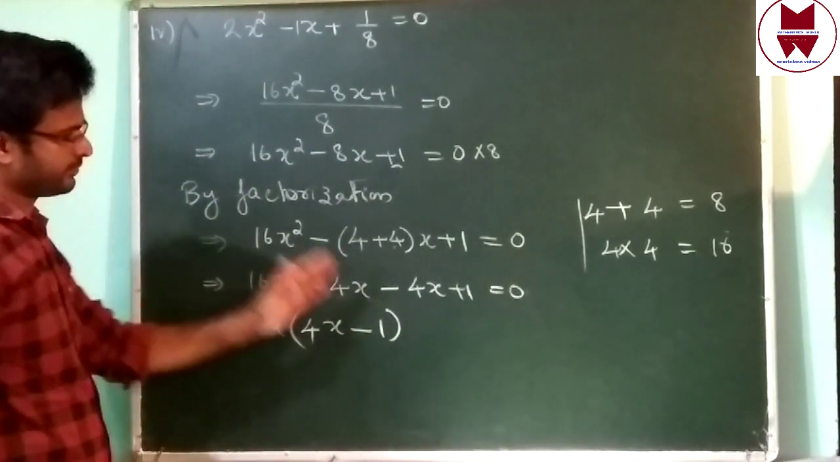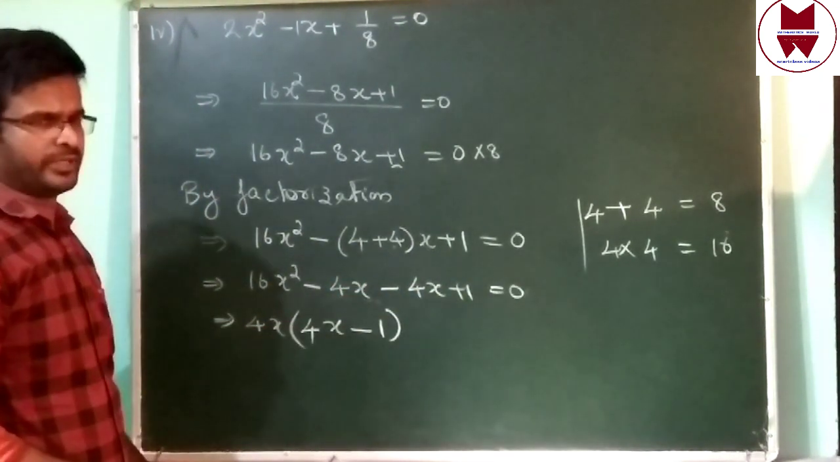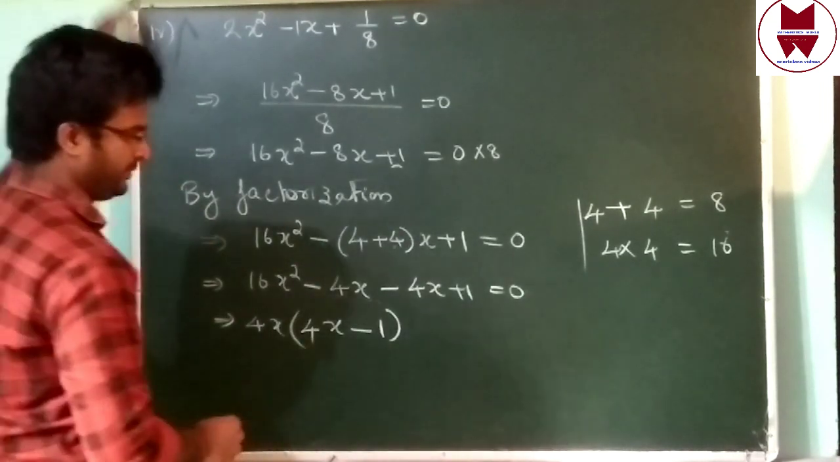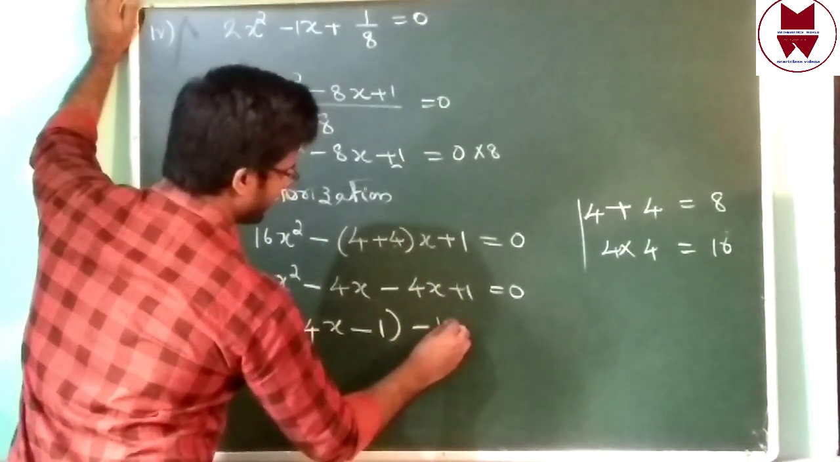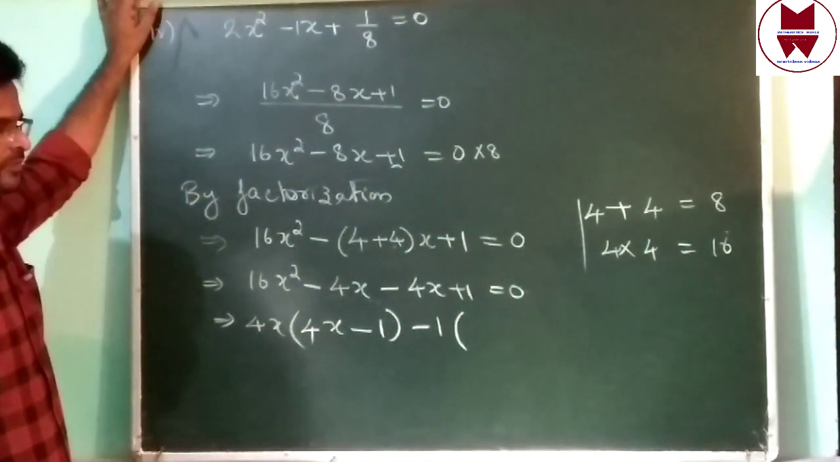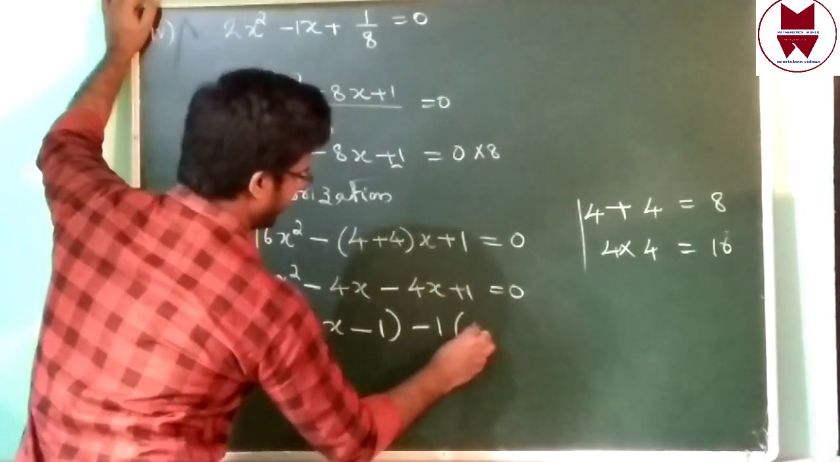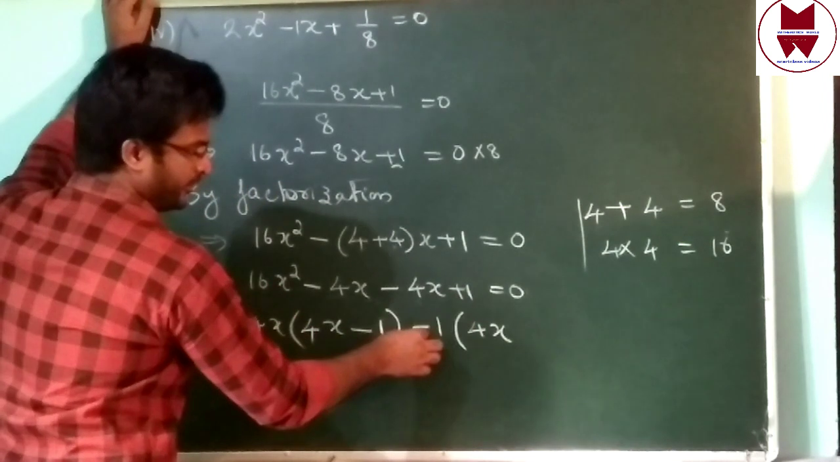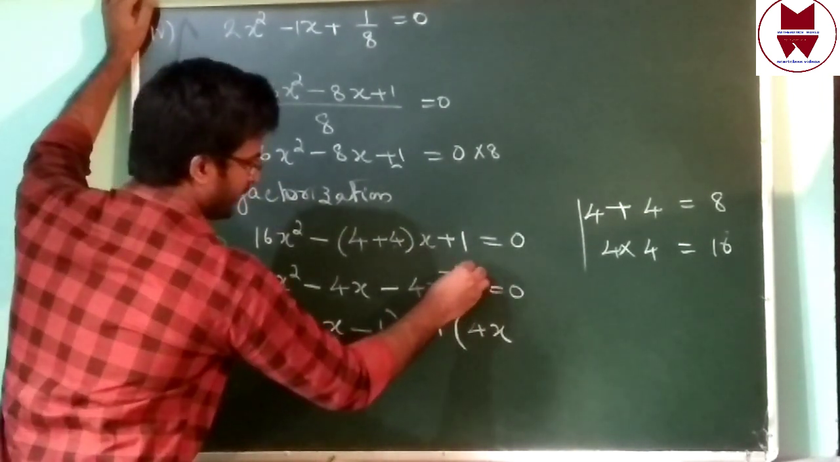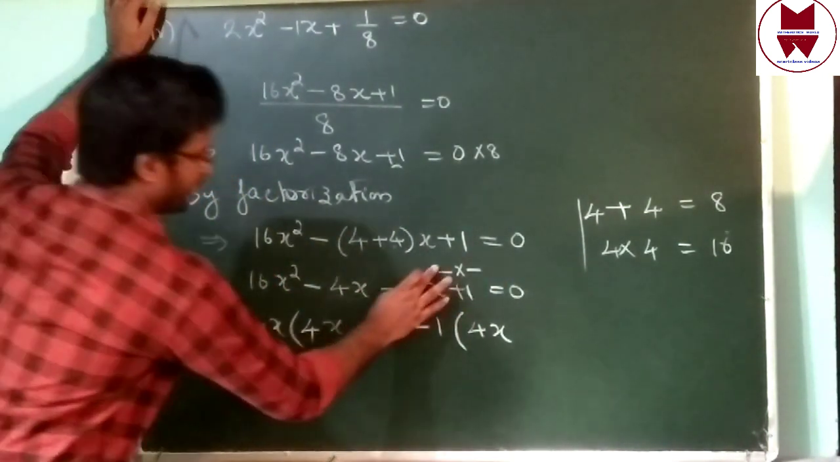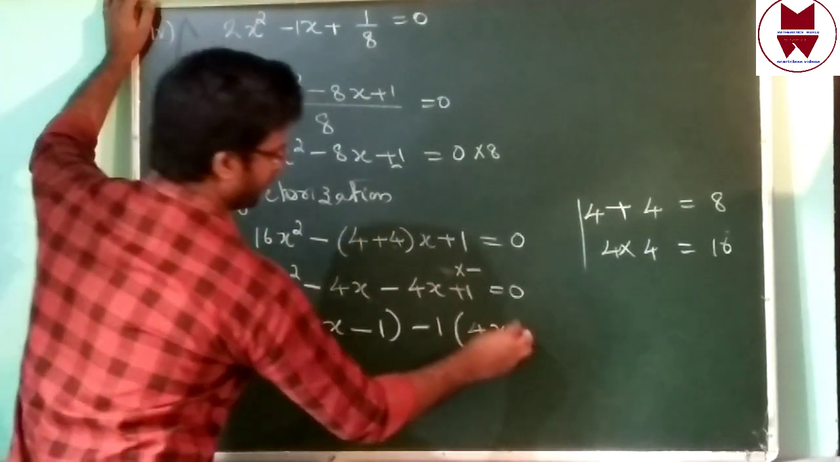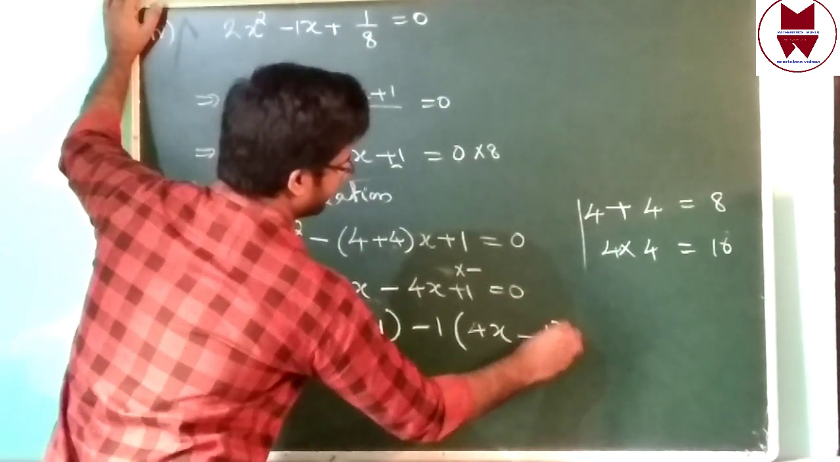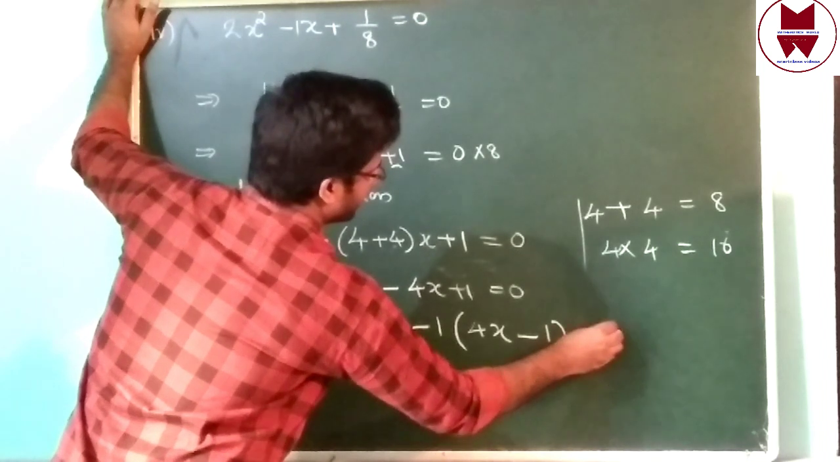Then in last two terms, what is common? We can take minus 1 outside. Take minus 1 outside, then remaining 4x. In here remaining from plus I took 1 minus. Minus into minus only plus, isn't it? 1 minus I took outside, then remaining minus 1, equal to 0.